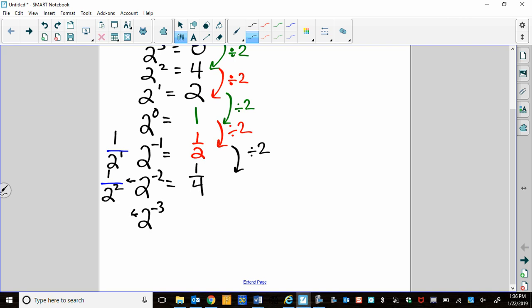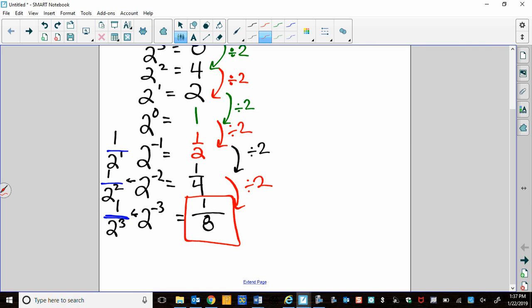Again, I don't like having a negative exponent. Here's my fraction bar. That's technically sitting right here right now, so I want to lower it down to the bottom of the fraction, so it'll be 2 to the 3rd power. The numerator is 1, so based on our exponent powers, 2 to the 3rd power is 8, and that is 1 over 8. You can check the pattern. If I take 1/4 and I divide it by 2, I do get the answer of 1/8.